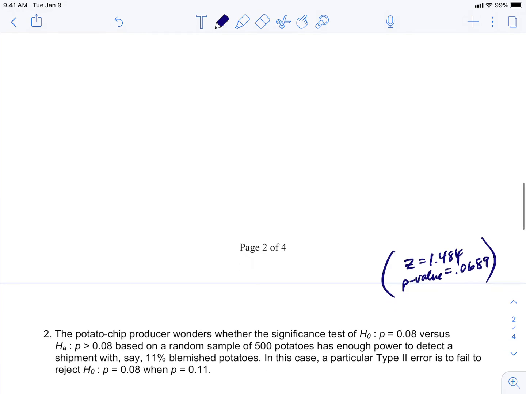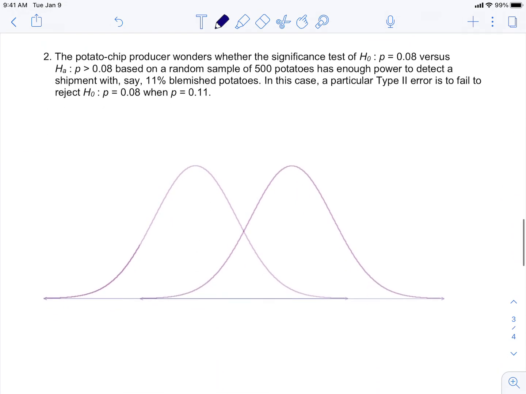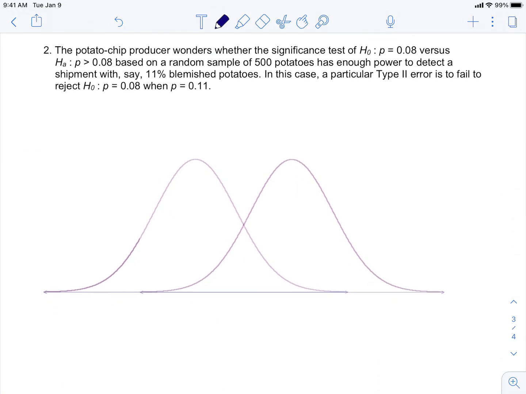So I'd like you to do that first, and then I will have a separate video to tackle the probability of a type 1, type 2 error. So that's all for this part.